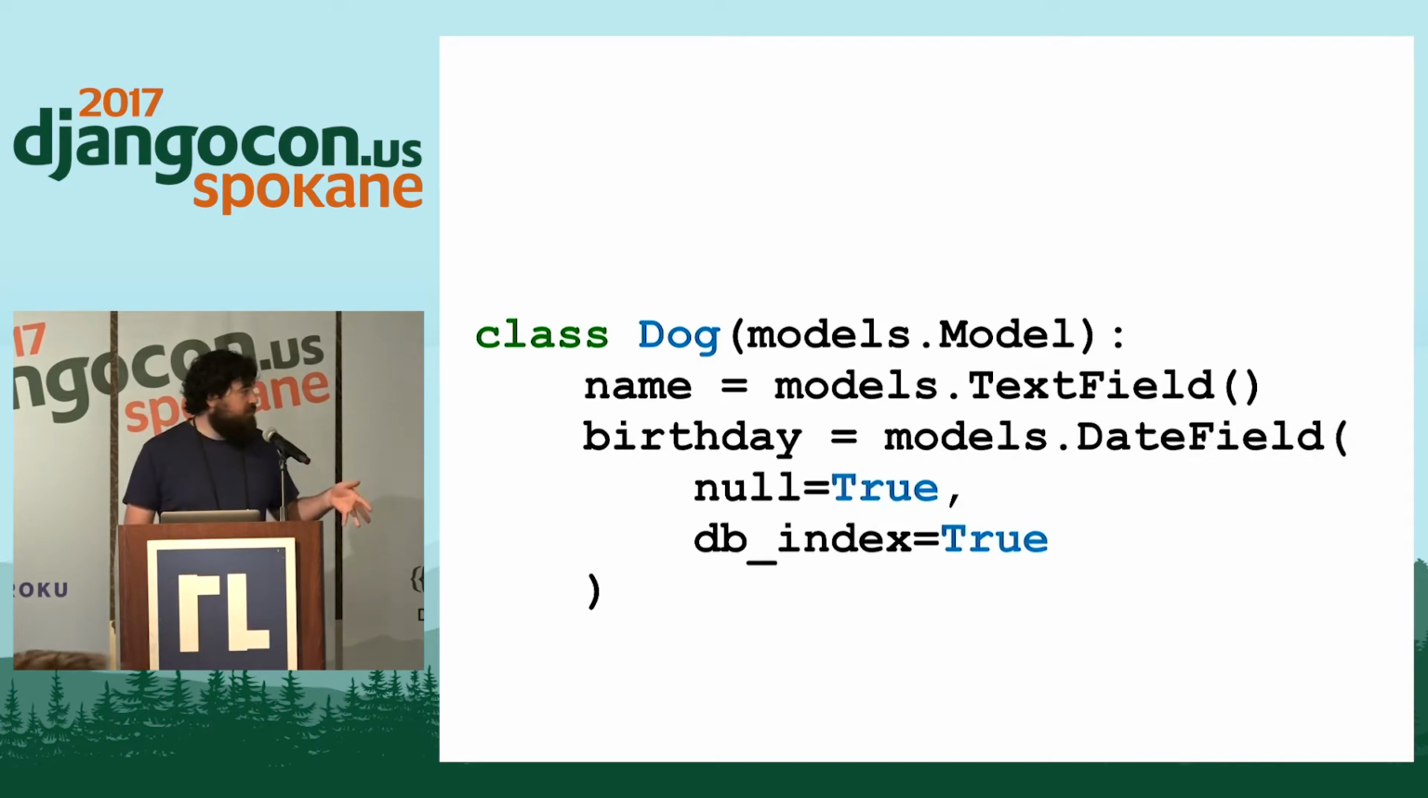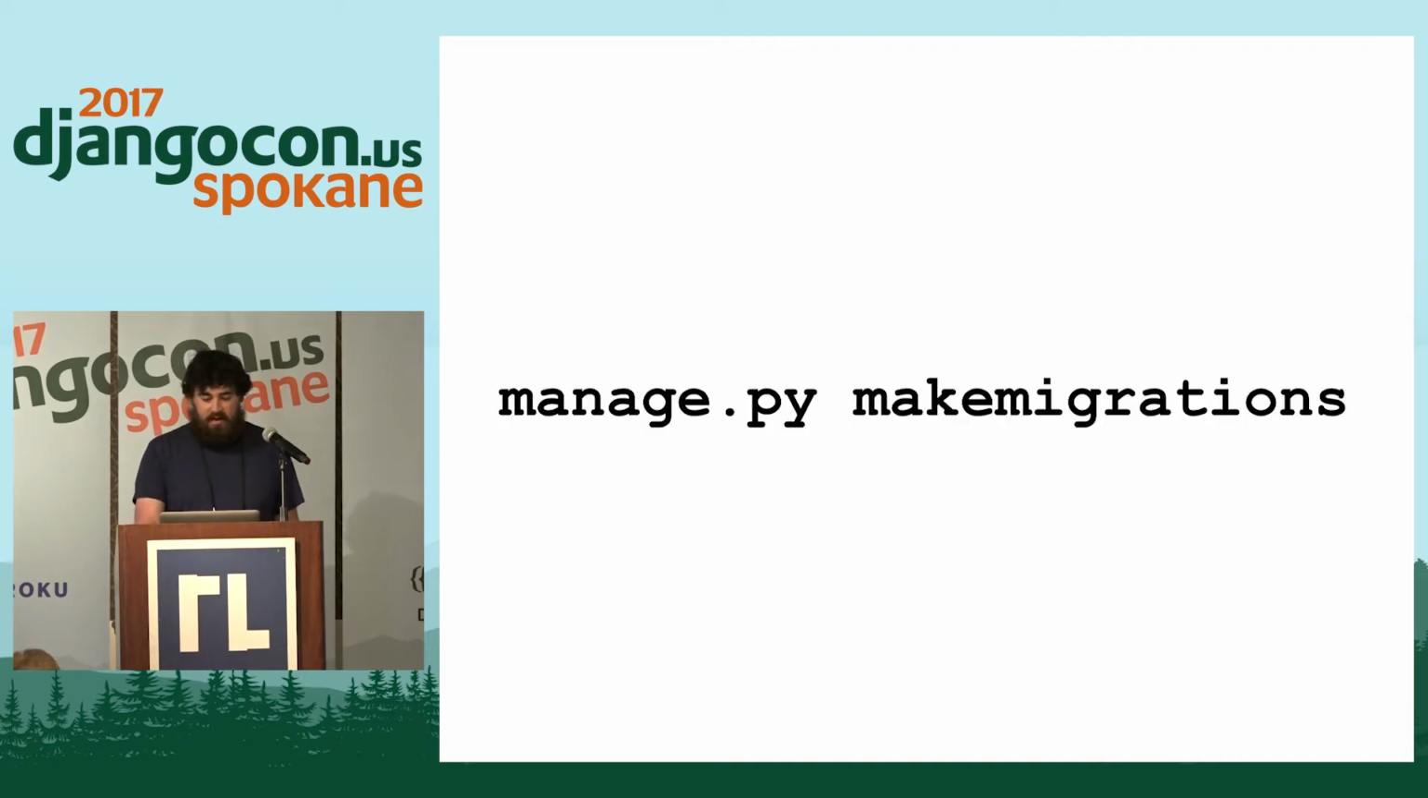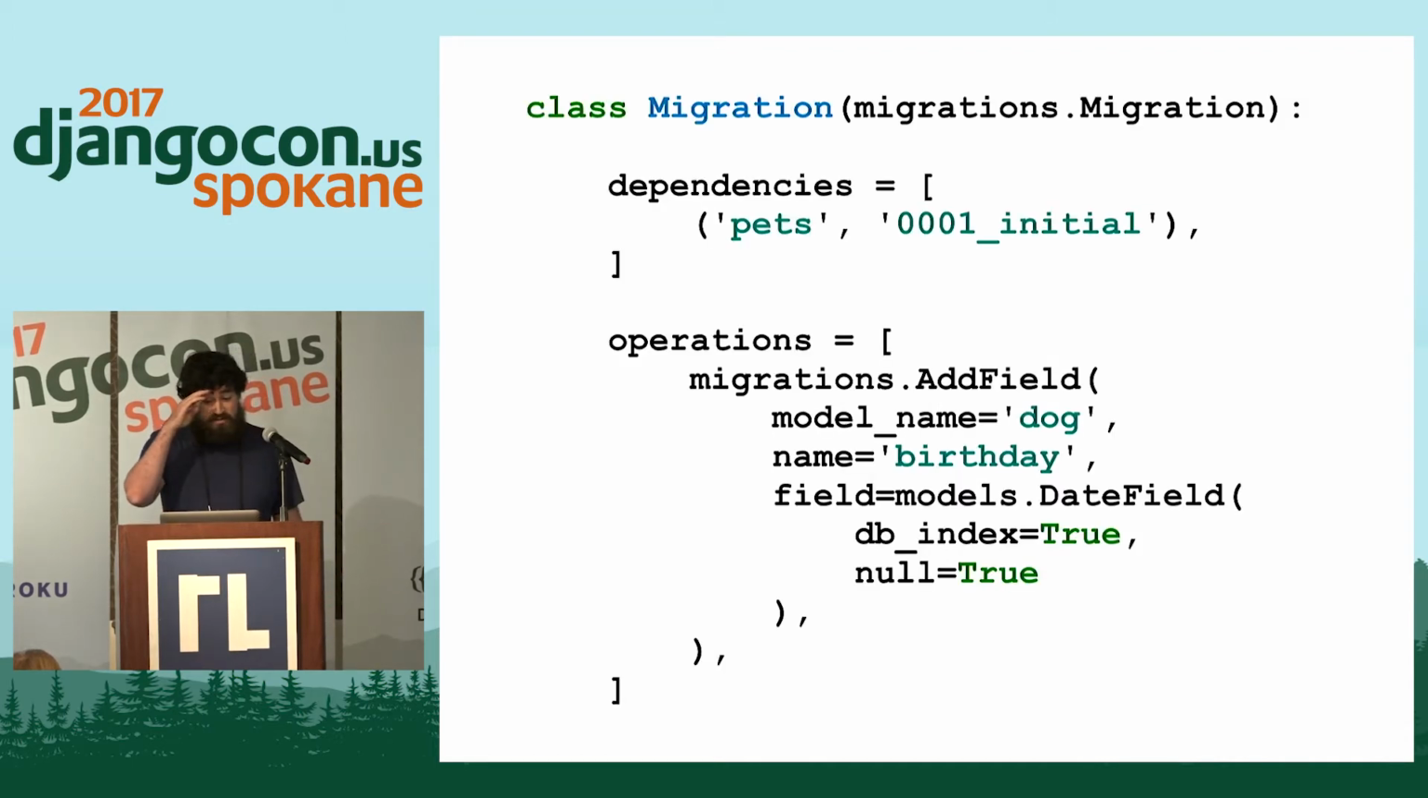We're going to add a birthday field to that, because dogs love receiving birthday cards in the mail. It's a well-known fact. And it has a database index, so we can make queries on it fast. Making a migration in Django is super easy. You just call makemigrations. You can pass arguments too if you want more custom, but that works. It will spit out a migration that looks like this.